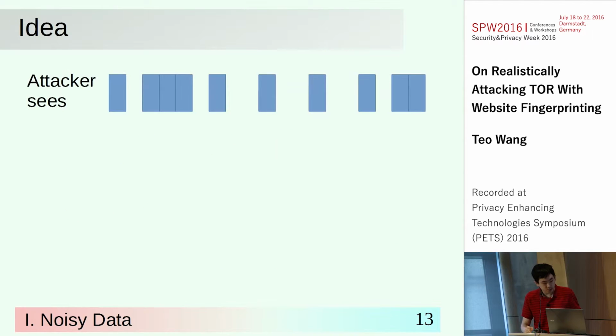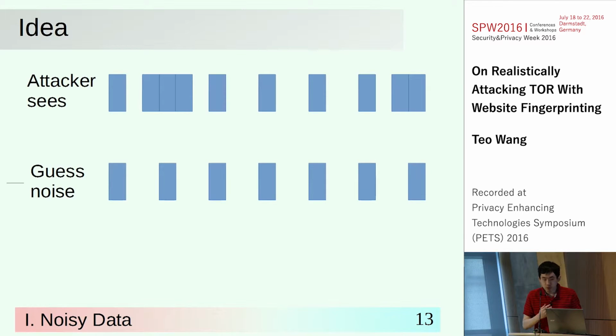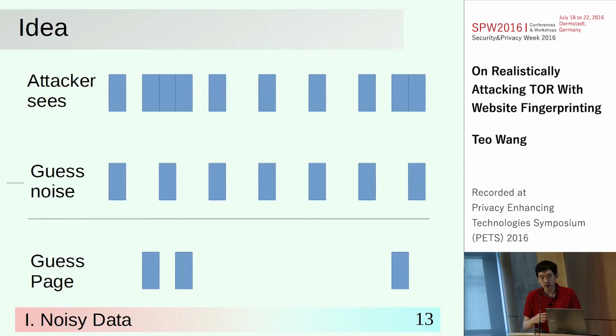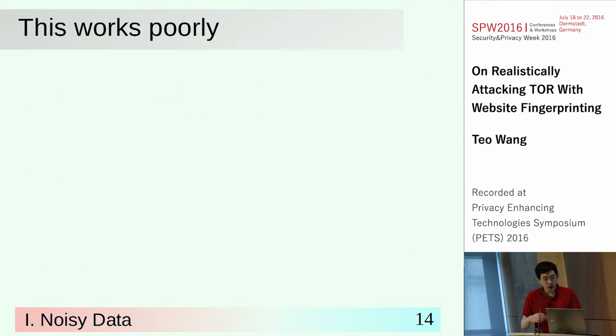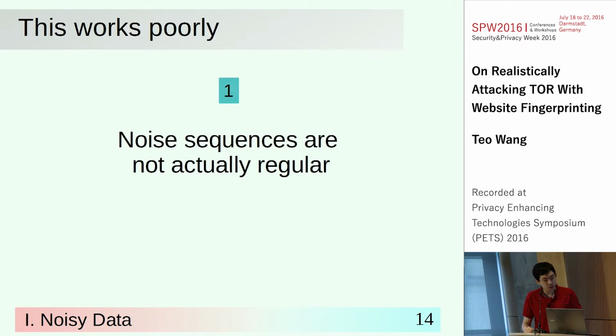So how do we deal with this? Here's an idea. Let's say the attacker sees this. The attacker is going to try to guess what the noise is and remove that from the packet sequence, and the attacker is going to guess that this is the page that they have to identify, and then they use the standard classification technique to identify this. As it turns out, the accuracy of this is nearly zero. I'm not going to show you any values because it's embarrassingly low. It's not a good idea, and the reason why is because there are two big problems with this.